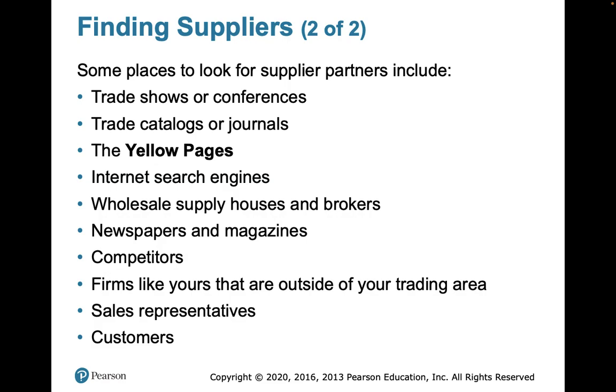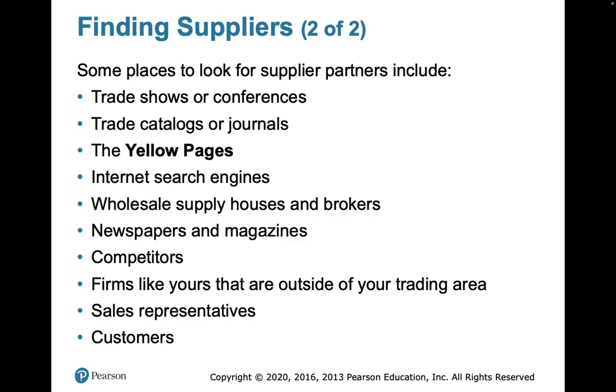You can also get supply from trade catalogs or journals, the yellow pages, internet search engines, wholesale supply houses and brokers, newspapers and magazines. Then even competitors: you could approach people that are doing the same business as you, liaise, and try to get information on where they get their supplies from. You can also look at firms like yours that are outside of your trading areas. Usually competitors are people in the same area doing the same thing.